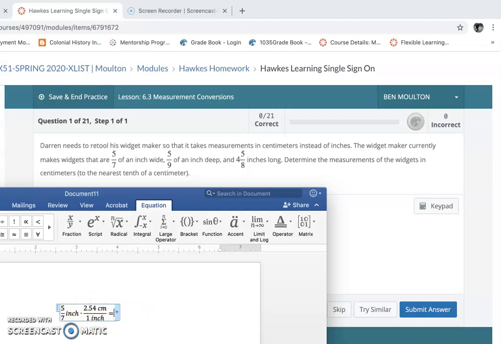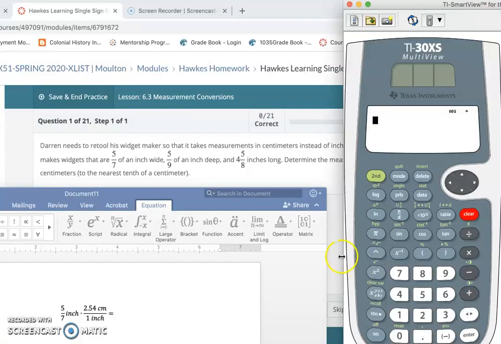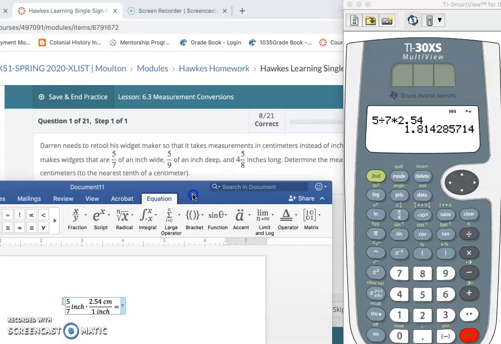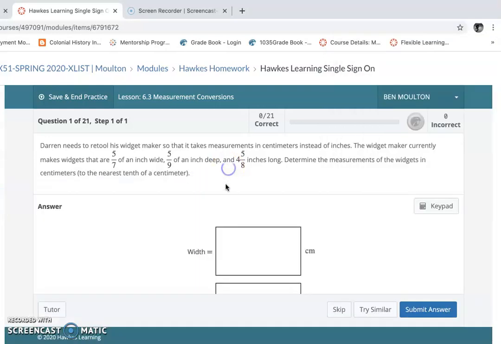So let me wander over here and pull up my calculator. Let's see if I can figure this out. I'm going to go 5, divide it by 7, multiply it by 2.54. And we want our answer in the nearest tenth of a centimeter. So what are we looking at? 1.8 is what you would put in here.